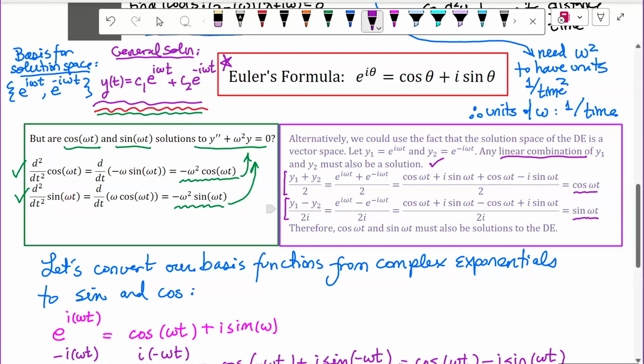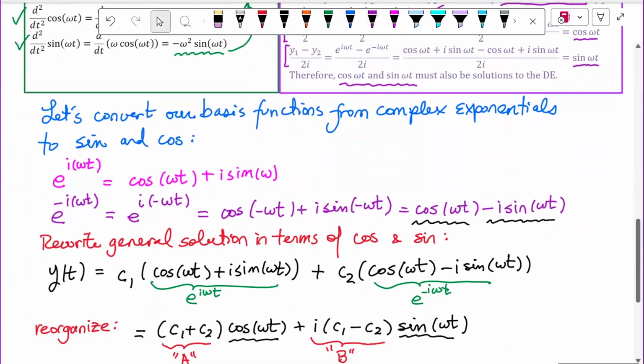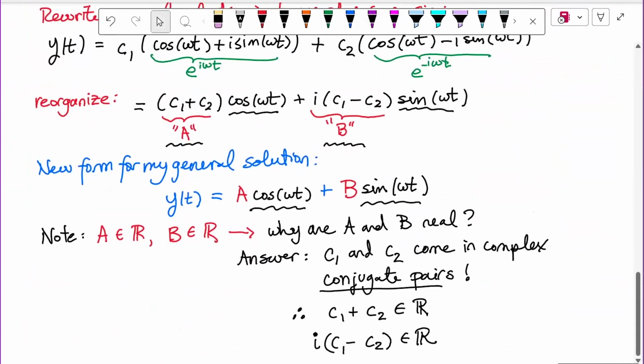So that is another way to know that cosine and sine must be solutions to the differential equation, because they are simply functions that you can create from taking a linear combination of your basis functions e to the i omega t and e to the minus i omega t. That tells us about how to move back and forth between the solutions of the form e to the i omega t and e to the minus i omega t and solutions of the form cosine omega t and sine omega t.